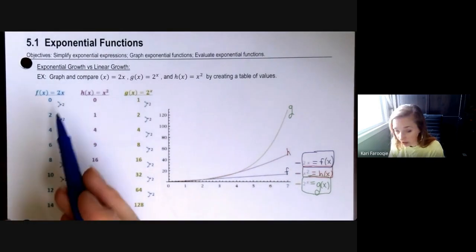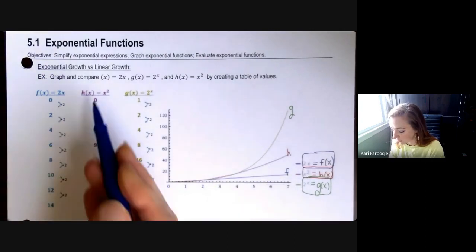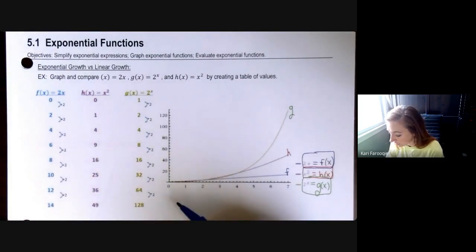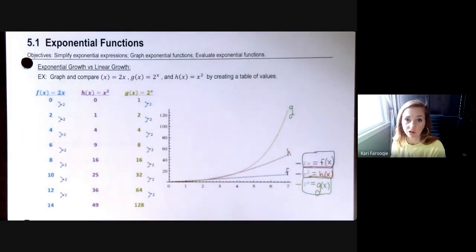But the function f is your linear function, 2x. Notice that you just have this straight line. Your function h is quadratic. It's a little bit hard to tell based on this scale, but we're just seeing half of this parabola. It's definitely curving upwards. It's just not doing so as quickly.